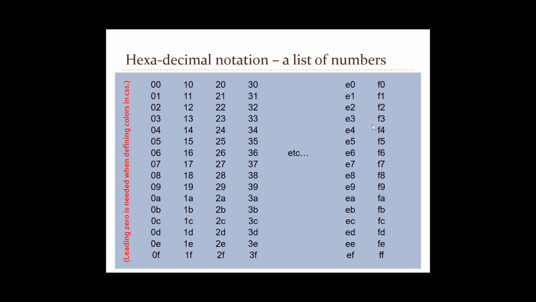Here's the hexadecimal notation, a list of numbers. So 00 through to 0F, and then 10 to 1F, etc., until you get to double F. So double F is equal to 255, since it's 16 to the power of 2, so it's from 0 to 255, or 256 values in total.